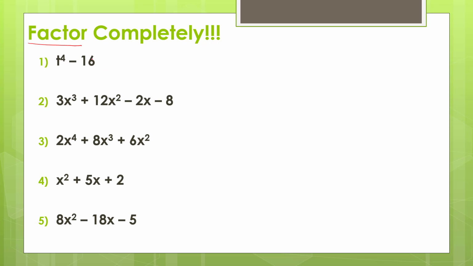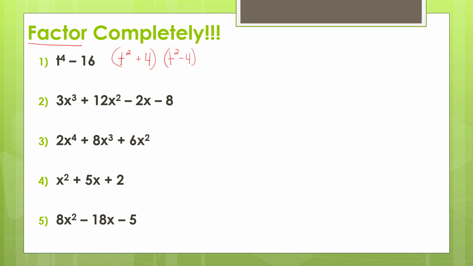Welcome back. We're looking at factoring. Well, I see that I have a binomial and both of these are perfect squares. So I can take the square root of both. The square root of t to the 4th would be t squared. The square root of 16 is 4. So we're going to end up with t squared plus 4 and t squared minus 4 as our factors.